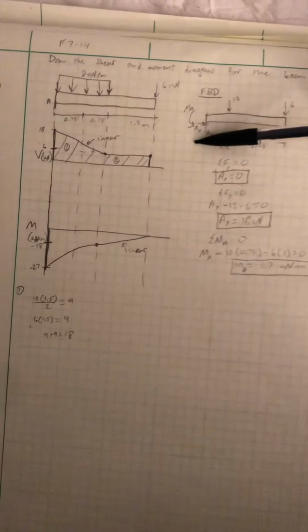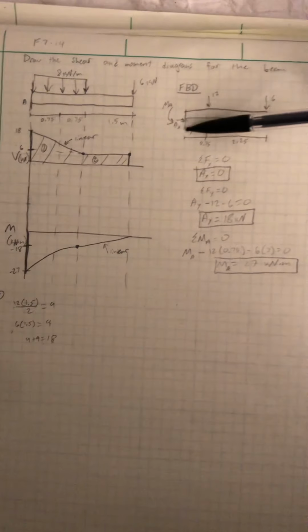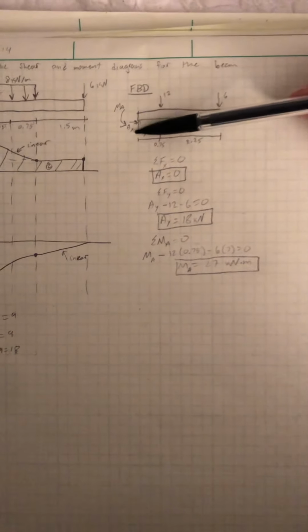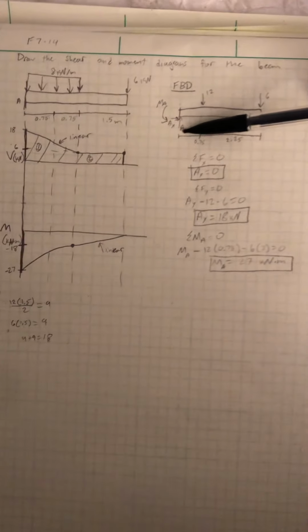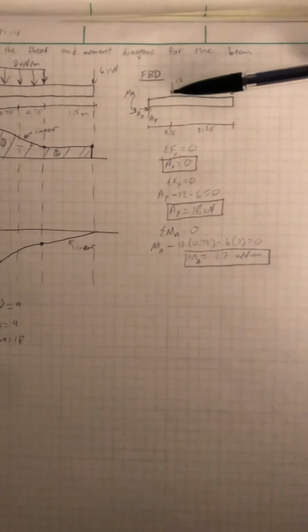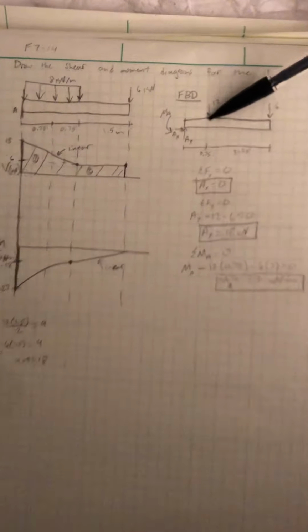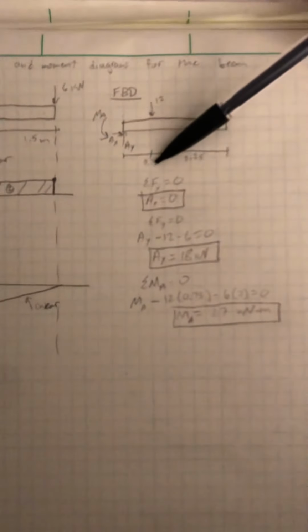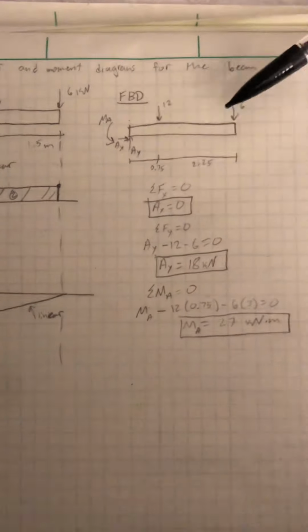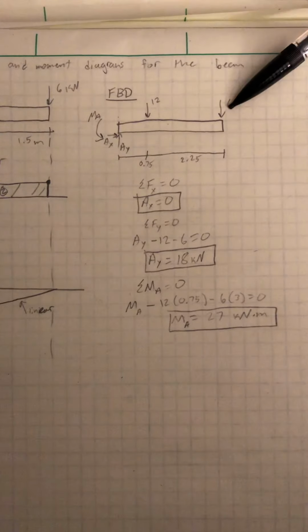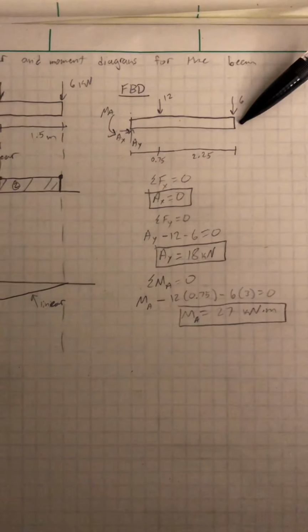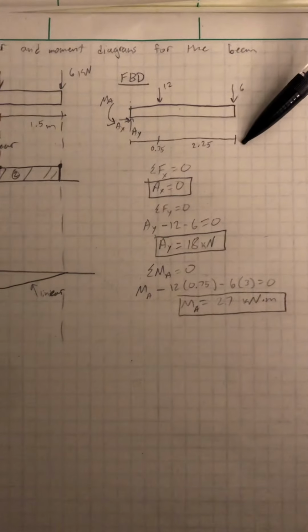There's a moment at A because it's fixed. I draw AX and AY because I detach it from the wall. I found this point load right here of 12 at 0.75, and then there's a load of 6 kilonewtons at the end of the beam.